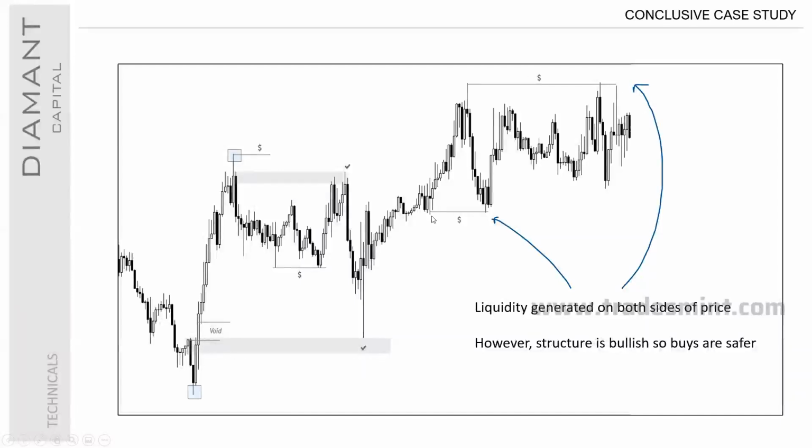Instead, we use this liquidity at the bottom, so we understand that price is most likely going to come back down there. So what we're aiming for right now is some kind of point of interest where we can enter off.